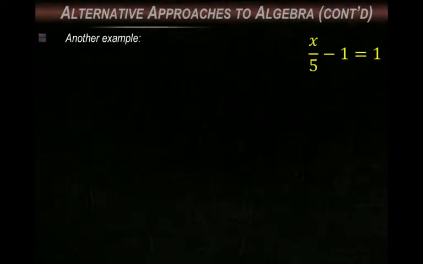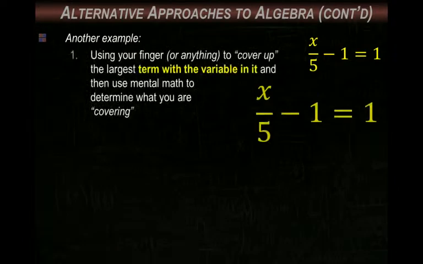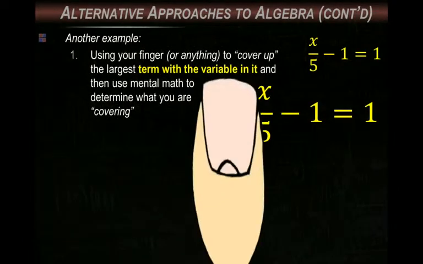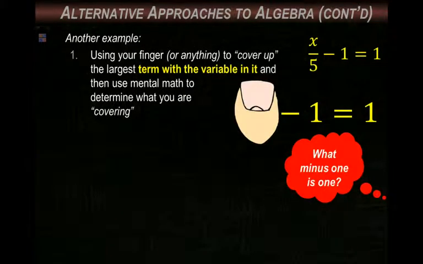Let me give you a better example. Here's one. x over 5 minus 1 equals 1. So what I do is I cover up as much of this as I can. Now if I cover the whole thing, then I just say, well, what equals 1? Well, 1. So that doesn't give me anything. But I could cover all of this right here. Just cover it all. And I could do the mental math. What minus 1 equals 1? No, not 0. What is it?